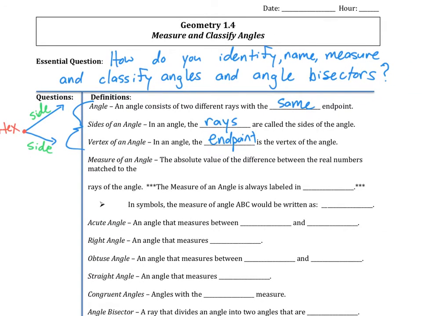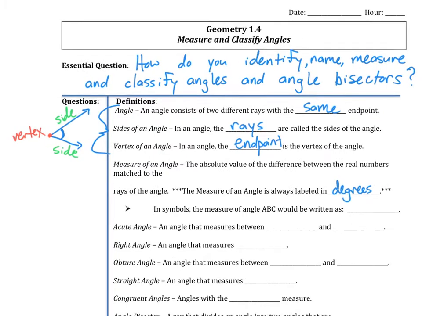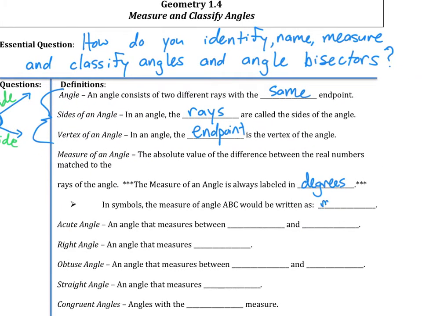The measure of an angle is the absolute value of the difference between the real numbers matched to the rays of the angle. So the measure of an angle is always labeled in degrees. This is really the part we need. And that measure is going to be right here. This is where that measure of the angle is. So in symbols, the measure of an angle ABC will be written like this. We would put M for measure. That's the angle symbol. So measure of angle ABC.